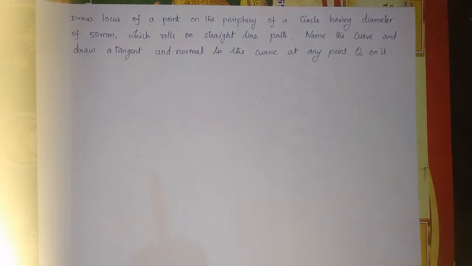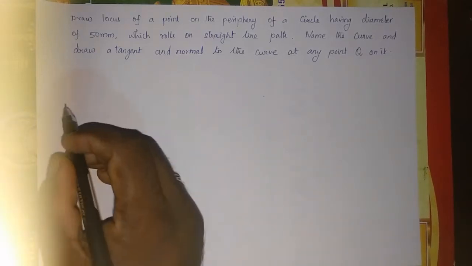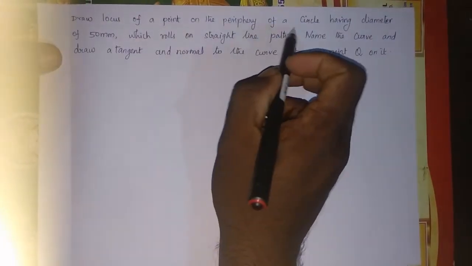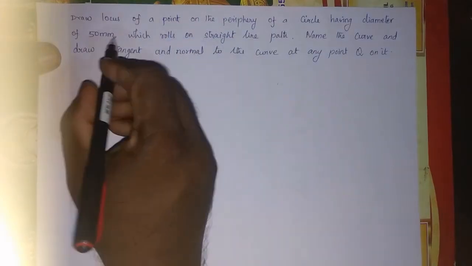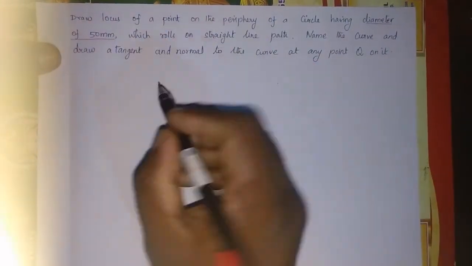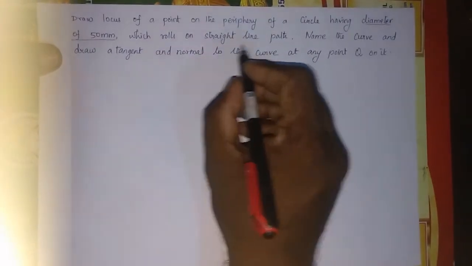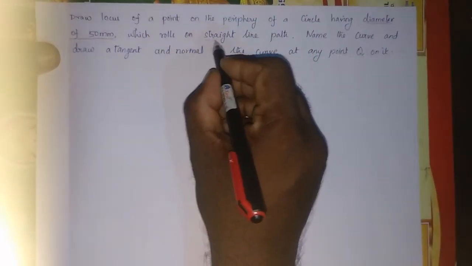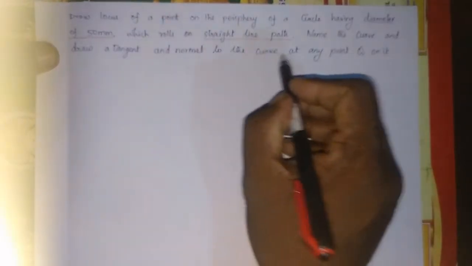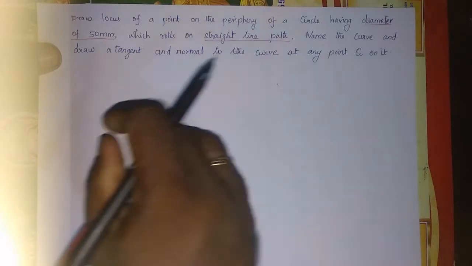So today we are going to see a new problem, which is related to special curves. First of all, I am going to read the question. Draw the locus of a point on the periphery of a circle having a diameter of 50 mm, which rolls on a straight line path. Name the curve and draw a tangent and normal to the curve at any point Q on it.